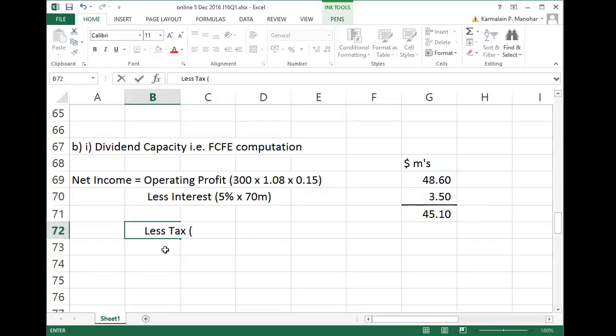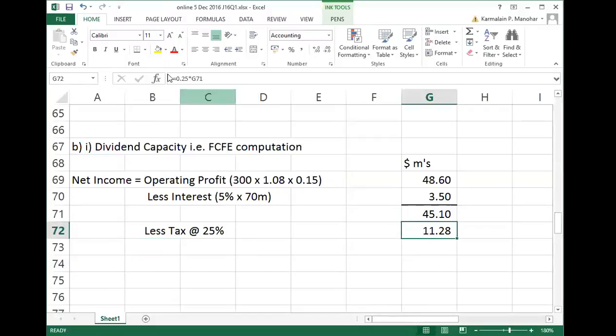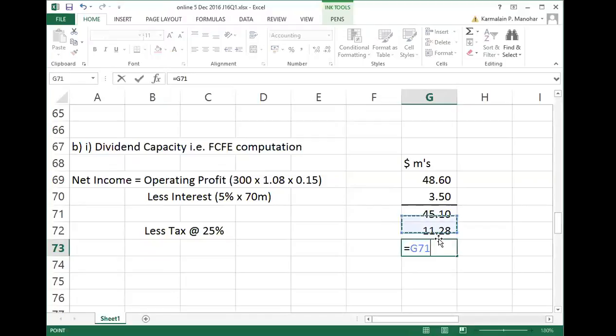Good. 25%. I could just say at 25%. Punch that in. 11.28. Good. And less that will get us now 33.83. Very good. Well, Excel has given me 83. 33.83. No, 82.